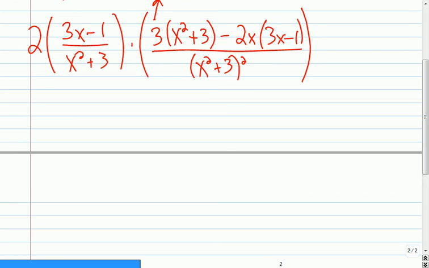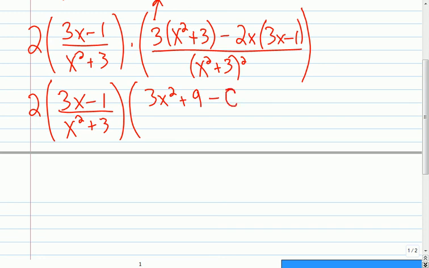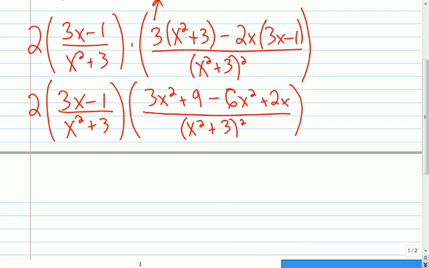Okay. So the piece I have here, I'm just going to try to collect up some like terms. So this will be x squared plus 3. And over here I'm going to have 3x squared plus 9. Take away 6x squared plus 2x. And if I collect those like terms, there's one other thing I can see here. On the bottom, I have x squared plus 3 and x squared plus 3 squared. So I can put those together as x squared plus 3 cubed.